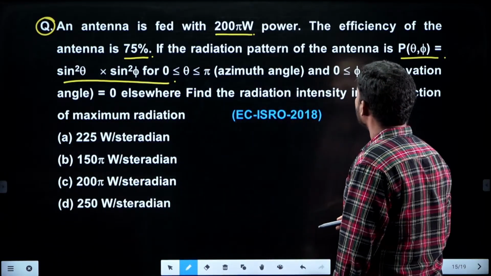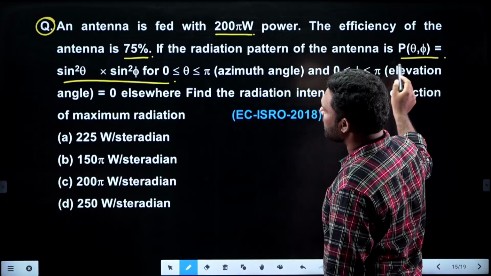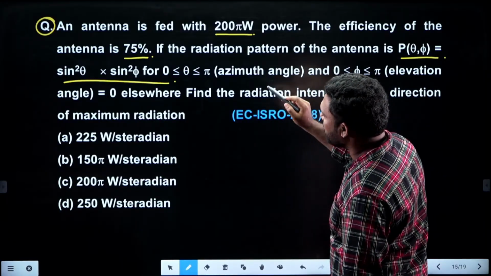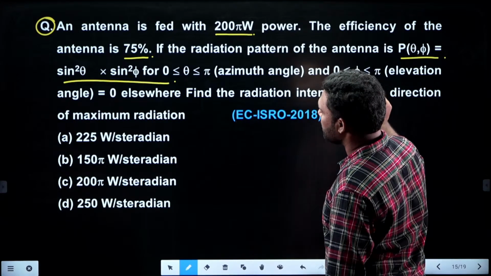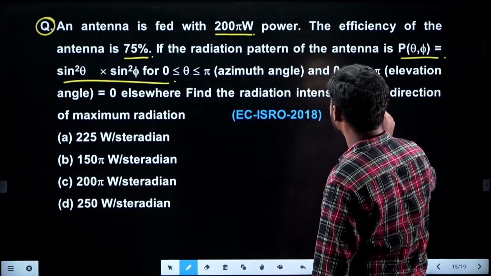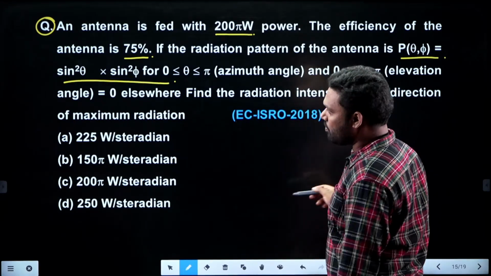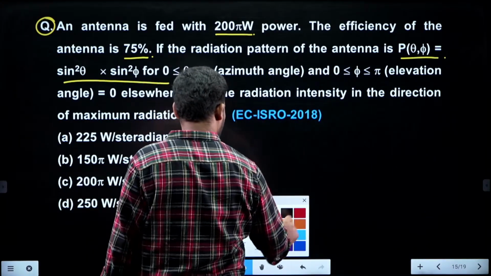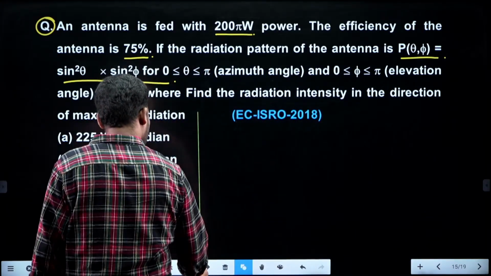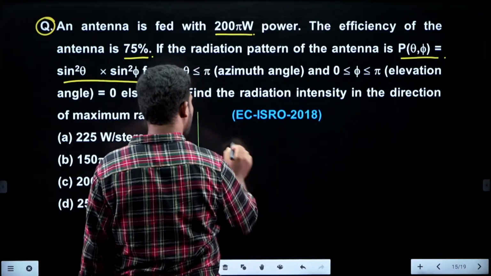If the radiation pattern of the antenna is given, P of theta comma phi equals sin square theta sin square phi, for theta ranging from 0 to pi and phi from 0 to pi, the elevation angle, and 0 elsewhere, find the radiation intensity in the direction of maximum radiation. So, he is asking what is the radiation intensity in the maximum direction.